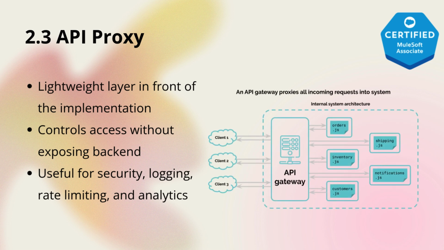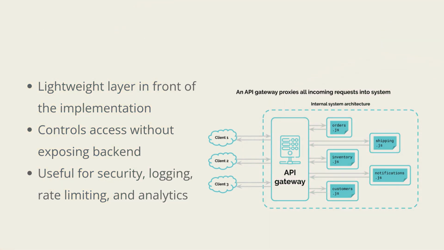Next, we have the API proxy. An API proxy acts as a lightweight layer that sits in front of the API implementation. It's commonly used for exposing internal services to external consumers without giving direct access to the backend. It can handle things like rate limiting, logging, monitoring, and security without changing the actual business logic.